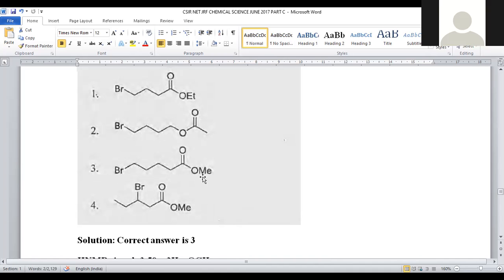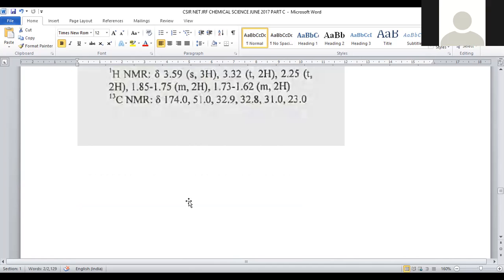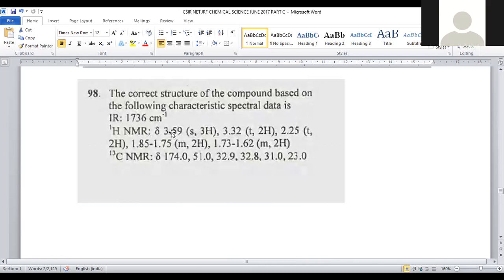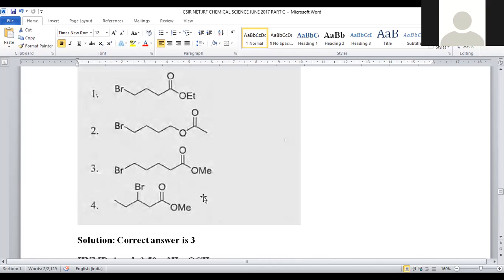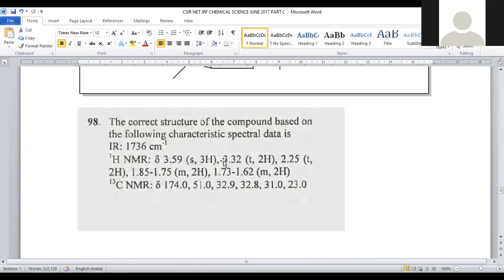When we take the third one, here is a methoxy group, and here also methoxy. Based on this first value, 3.59, we can directly predict the group is present in option number 3 and option number 4. There is a possibility of 3 and 4 both. Let us go with other values. 3.34 corresponds to 2 hydrogens. 3.32 means 2 hydrogens, so these are methylene hydrogens directly linked with a highly electronegative functional group. Then only the downfield shift will be observed.